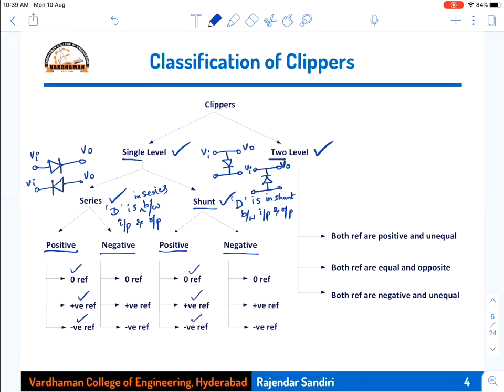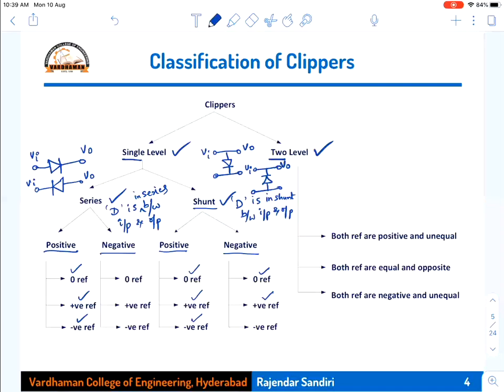If it is a negative clipper, it is below 0 reference, below positive reference, below negative reference. Like that, all the single level clippers are of 12 types. All these 12 circuit diagrams and their input output waveforms and transfer characteristic graphs we will be seeing now. If you understand one type, then all other types you can easily tell about them.